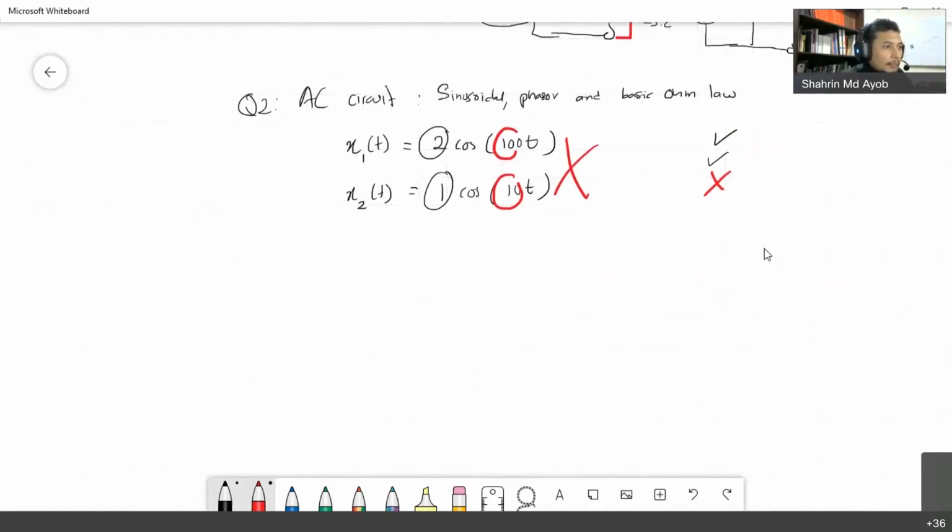For example, also, if you have been given 10 cos 100t and 10 sin 100t, you can see the omega is the same, and the magnitudes are both positive, so two requirements are met. The third requirement is that both must be in cos or both must be in sine function. In this case, x1 is a cos function and x2 is a sine function. So you can either convert x1 into a sine function or convert x2 into a cos function. Either one, but x1 and x2 must be in the same function.